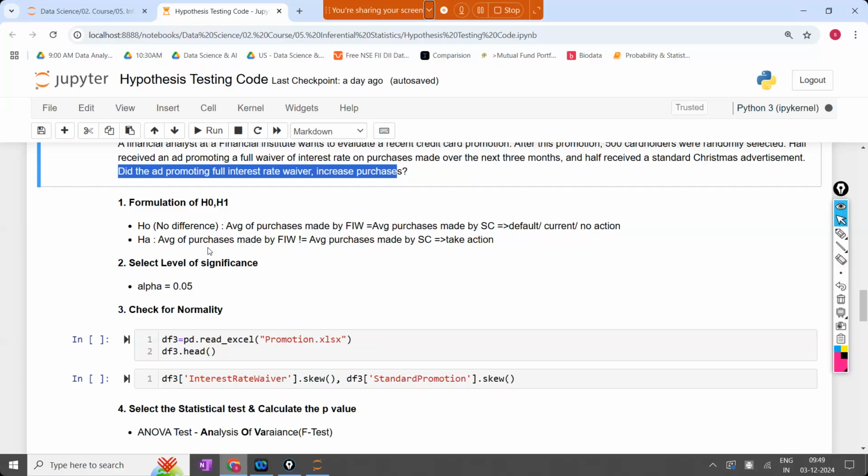The alternate hypothesis says that the more offers you give, they will purchase automatically. Is the point clear? So that is the alternate hypothesis. The null hypothesis says that there is no difference. The alternate hypothesis says that there is a difference. And alpha is equal to 0.05. It was not given in the question, so by default, it is 0.05.